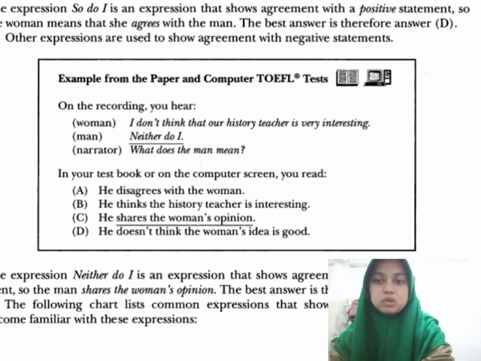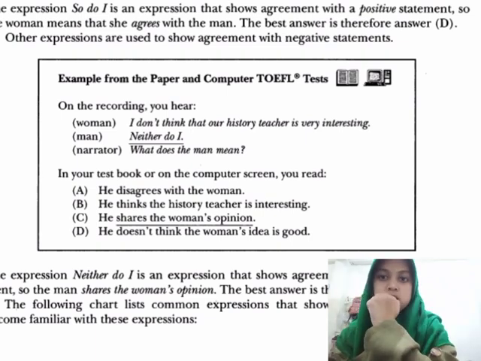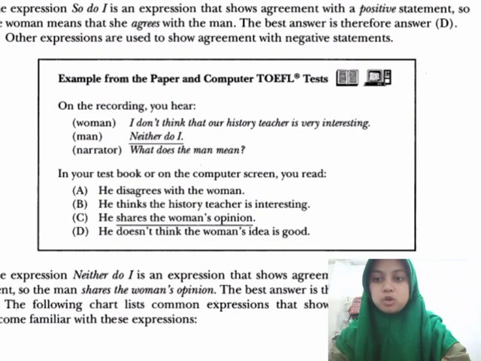In your textbook or on the computer screen, you read: A. He disagrees with the woman. B. He thinks that the history teacher is interesting. C. He shares the woman's opinion. D. He doesn't think that the woman's idea is good. The answer is C, he shares the woman's opinion, because "neither do I" is from "either do I," so it is the opposite.